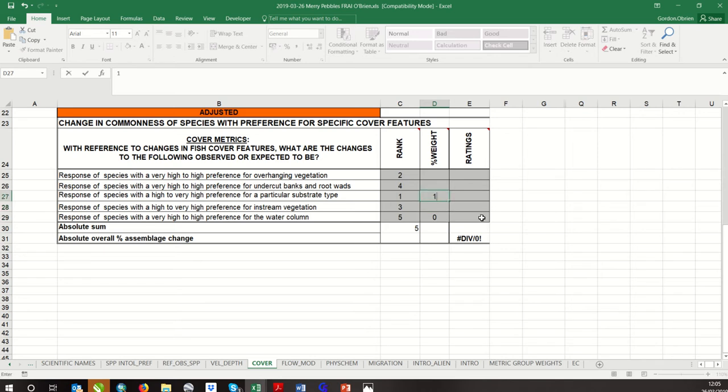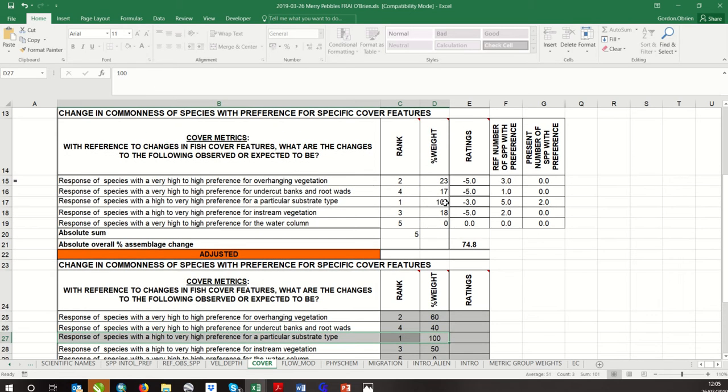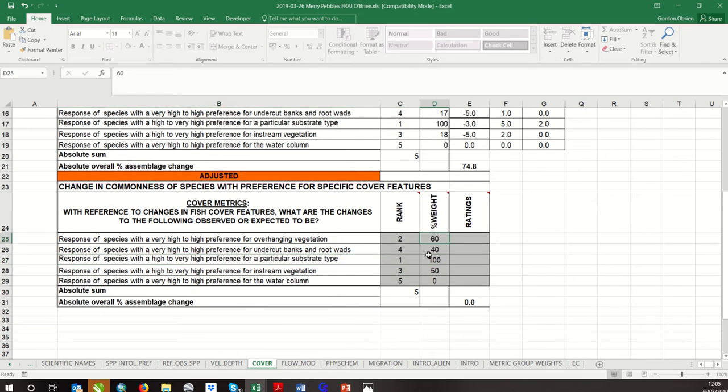Okay, so 1 must always be 100. But here I'm going to show that it drops off very quickly. So I'm going to go 60, 50, 40. Can you see what I'm doing? I'm saying that this substrate type is particularly important. See, and here they've even dropped it off much faster than I have. They've gone right down, but I think that that's okay. It's still important, especially overhanging vegetation and undercut banks.